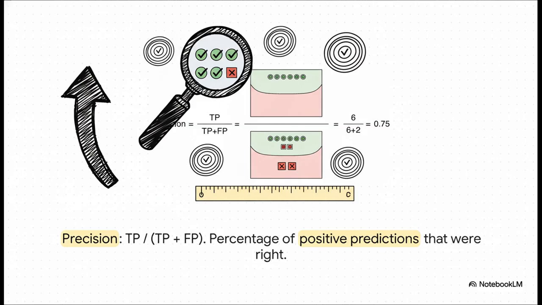Next up is precision. This asks a much more specific question. It asks, of all the times the system raised its hand and said positive, how many of those times was it actually right? You can kind of think of this as a measure of its confidence. When it says yes, how much can you actually believe it?